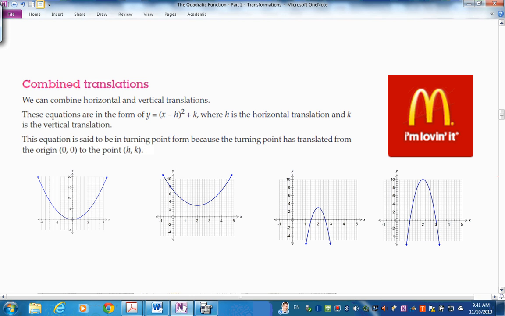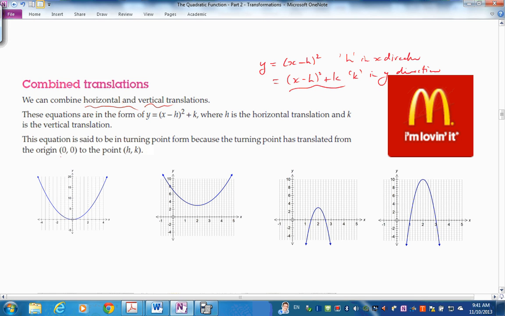We can combine horizontal and vertical. So what would you get? Well, what's the horizontal? That's x, take a number, so that would move it h in the x direction. And then, if after that we added a number on the end, call it k. By convention we use h and k. Can't use a everywhere because it would confuse them all. So this would move it k up the axis or down the axis depending on whether k was positive or negative.